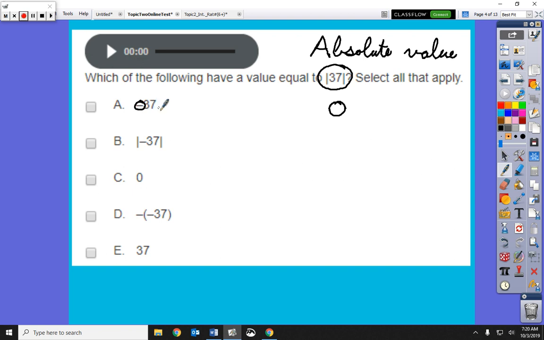So negative 37 is not the same as 37, because 37 is 37 away from 0. The absolute value of negative 37 is 37. All absolute values are positive, so this would be what? This would be right. This is 0. 0 does not equal 37.